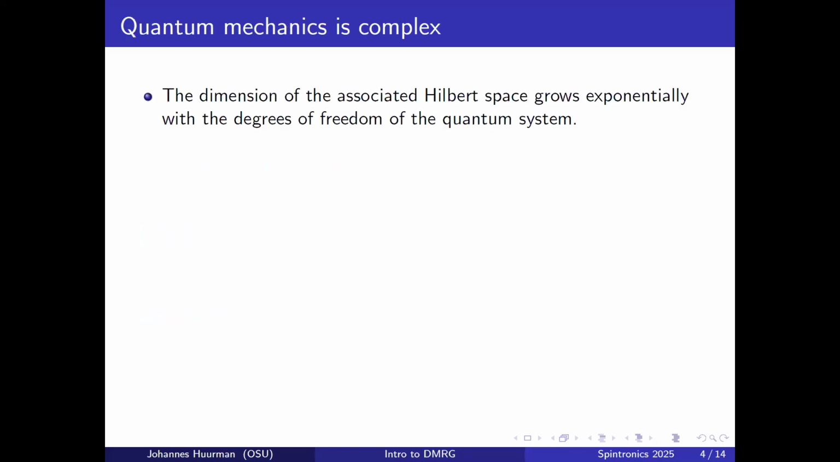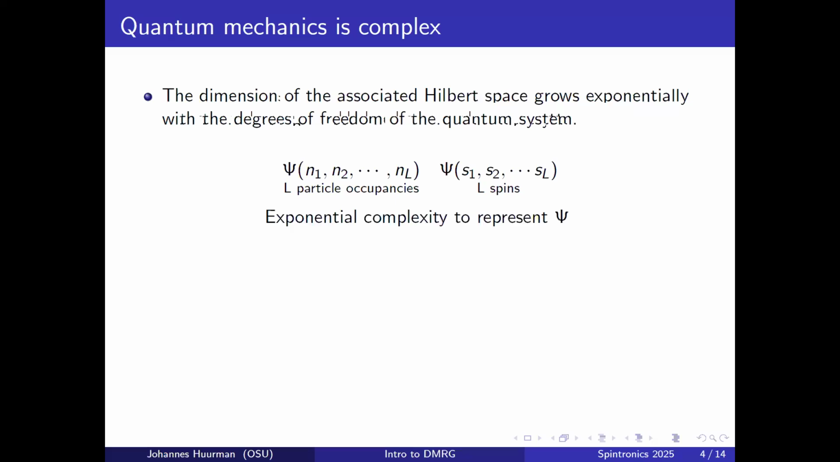So the dimension of the associated Hilbert space for some quantum system grows exponentially with the degrees of freedom of the system. For a quantum spin chain, it grows something like 2 to the L, where L is the length of the spin chain. So if we have some many-body quantum wave function, so either L particle occupancies or L spins, it's exponentially complex to represent the wave function. It's very difficult.